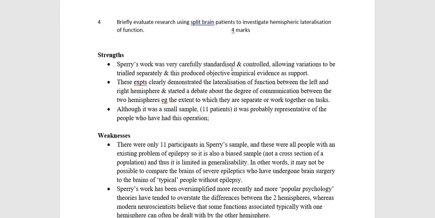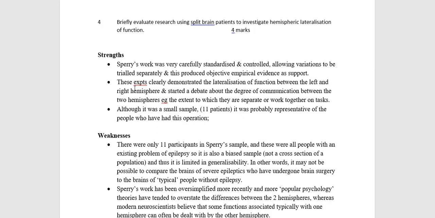Sperry's work was very carefully standardized, as you know, very carefully controlled. And he basically made lots of variations from that to trial different points, different procedures, really, and so that produced objective empirical evidence of support, and obviously that furthers our scientific research, really.